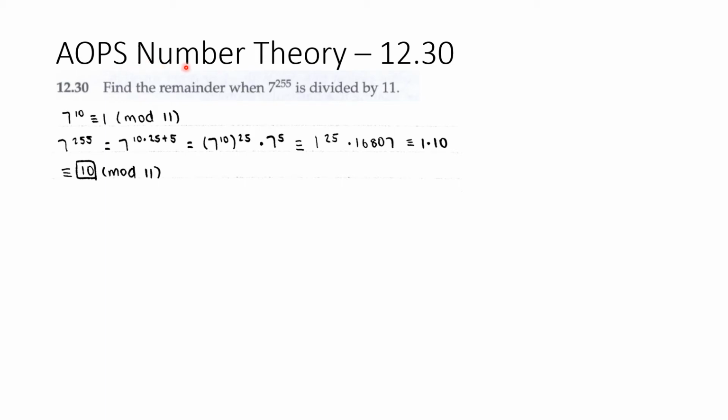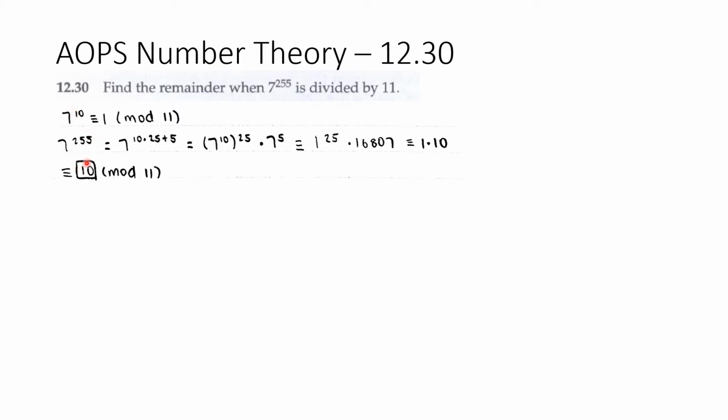AOPS number theory 12.30. Find the remainder when 7 to the power of 255 is divided by 11. So 7 to the power of 10 is congruent to 1 in modulo 11. If you can write that, you can test it out by just doing all of it. But I'm not going to write that because it's going to take a long time.